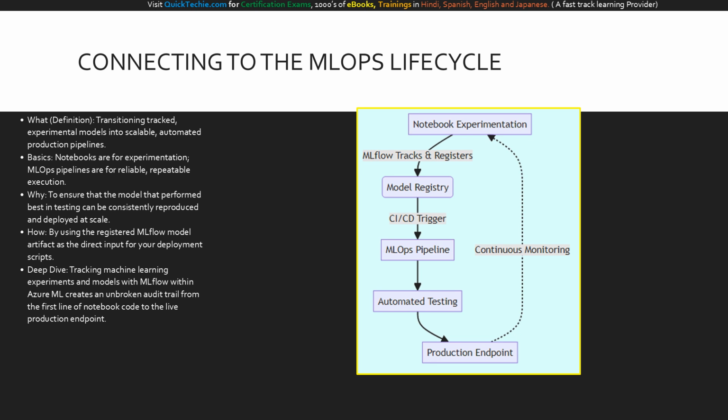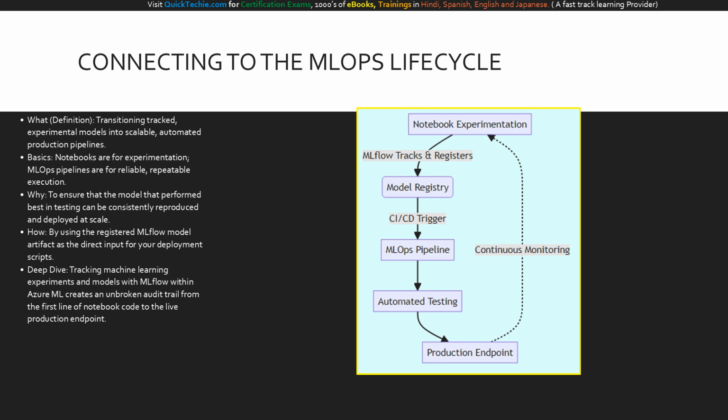Why is MLflow tracking so critical here? Because when you find that perfect model in your notebook, MLflow has already saved the exact parameters, the environment dependencies, and the model artifact. You simply register that tracked MLflow model. Your automated CI/CD pipelines can then pick up that exact registered asset and deploy it safely to an endpoint. By tracking machine learning experiments and models with MLflow within Azure Machine Learning, you establish an unbroken, auditable chain of custody from your very first line of experimental code straight through to your live production systems.